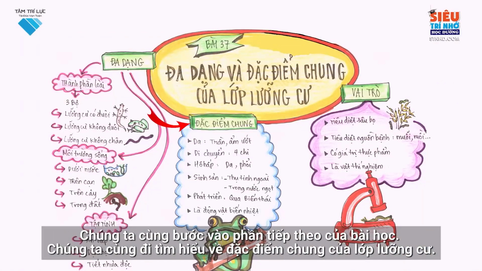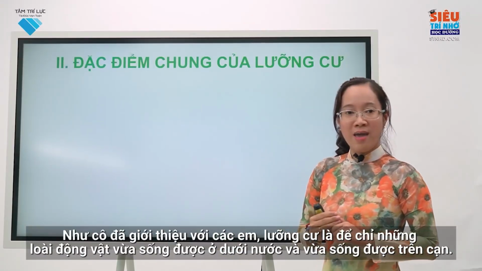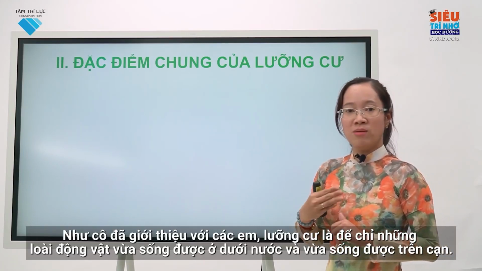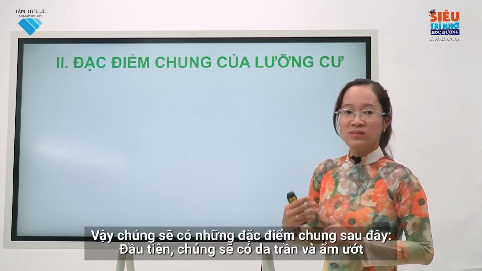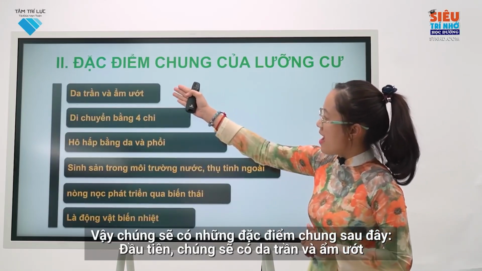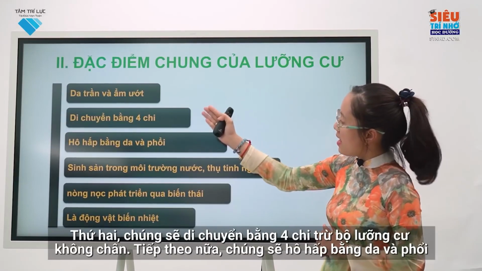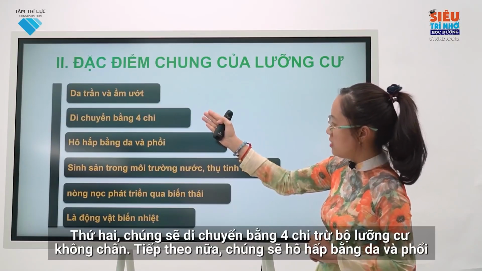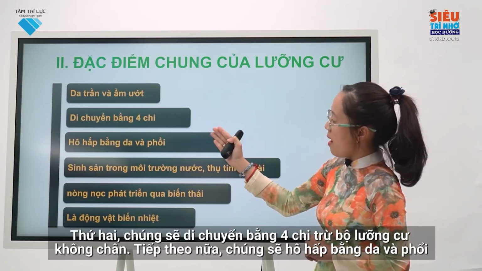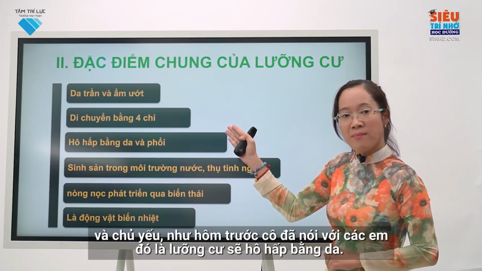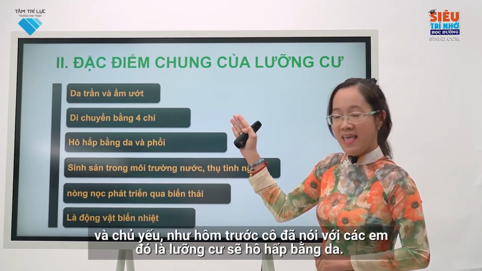Let's learn about the general characteristics of the amphibian class. As I introduced to you, amphibians are animals that can live both in water and on land. So they have the following general characteristics. First, they have bare and moist skin. Secondly, they move on four legs, except for the legless amphibians. Next, they breathe with their skin and lungs. And mostly, like I told you the other day, amphibians breathe through their skin.